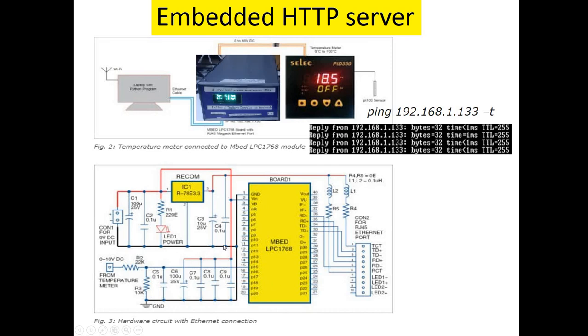Now the circuit looks like that. There is an mbed LPC1768 microcontroller, an ARM processor. The mbed compiler is used for creating the program, which is not explained in this video, but the hardware part is here. This is the Ethernet connection, and you can give 0 to 10 volts from a temperature meter, so that means the temperature value will be stored here every second. And also you can turn a heater on and off like this.